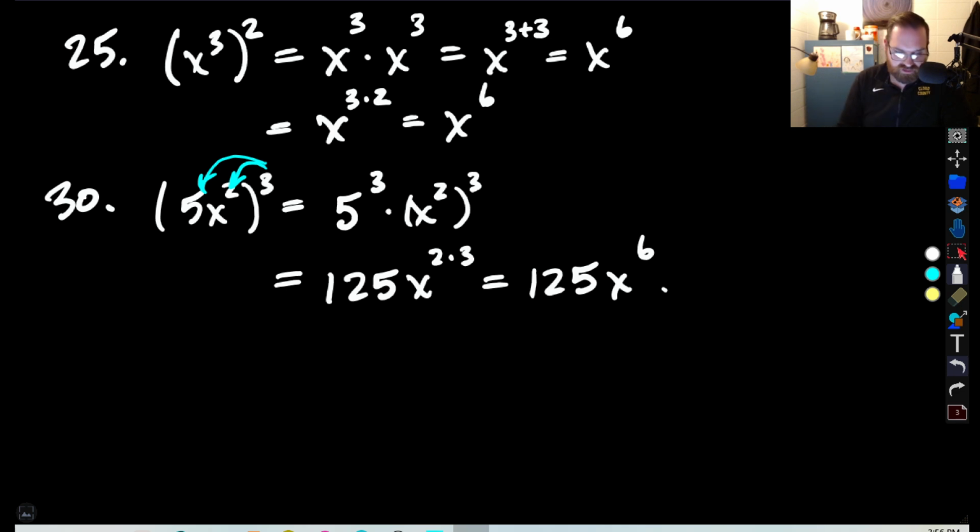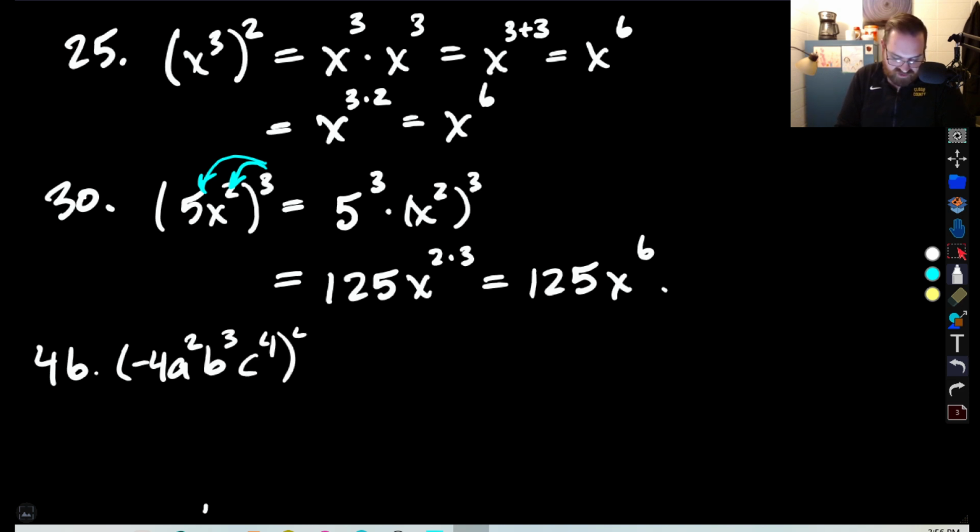All right, let's do another one. On this one, there's a lot more going on. So we've got a minus 4 times a squared, b cubed, c to the 4th, all raised to the 4th power.